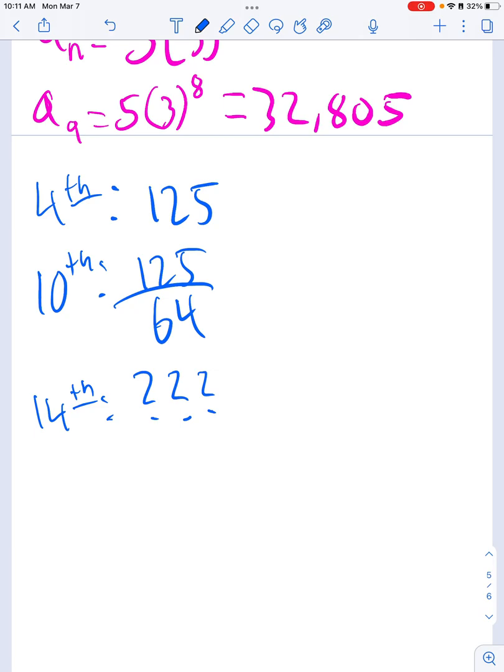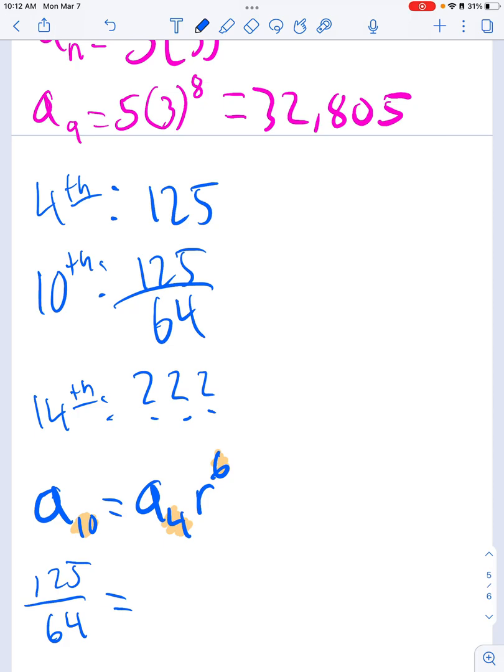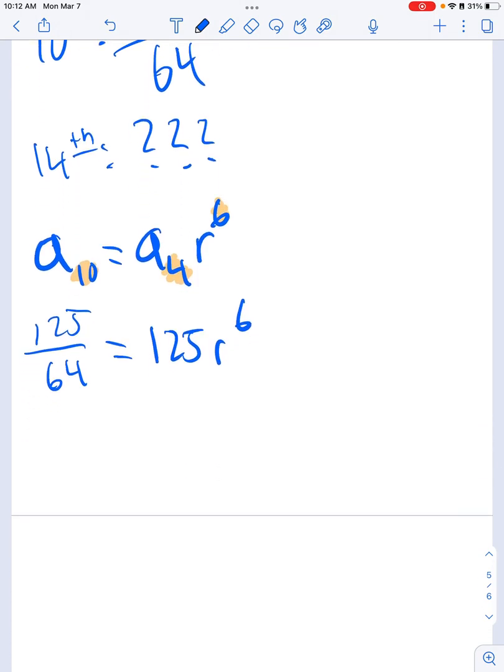The 10th term of the sequence is related to the 4th term by an equation. If I'm looking for the 10th term, that's like taking my 4th term and multiplying it by my common ratio to the 6th power, since 4 plus 6 gives me 10. So I plug in what I know: 125 over 64 equals my 4th term, 125, times r to the 6th. I don't know what my r is yet, so I'm just going to keep it like that.